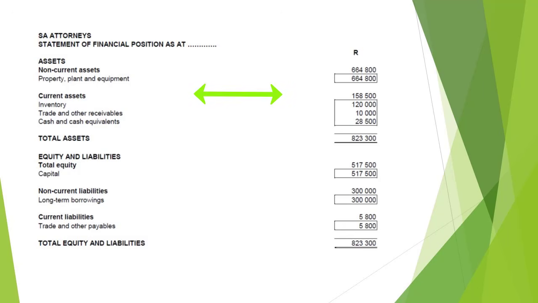Assets are defined as a present economic resource controlled by the entity as a result of past events. An economic resource is a right that has the potential to produce economic benefits. The second element reported on is equity.